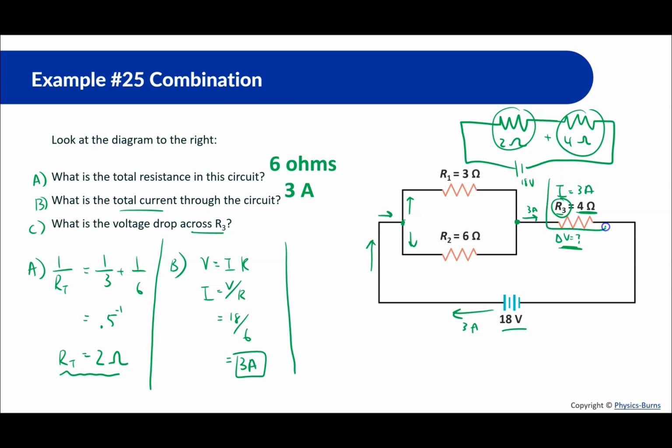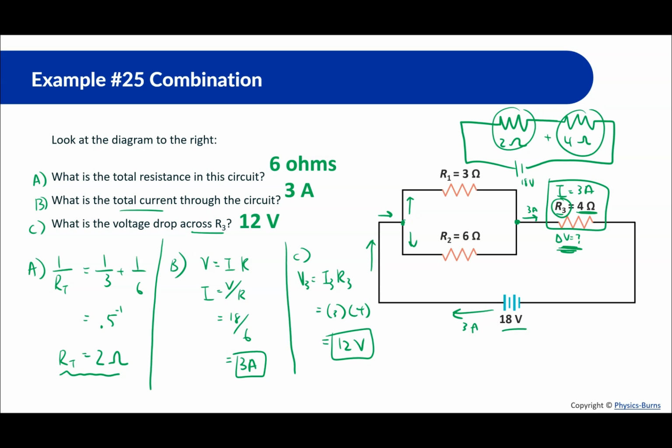So now that we know this piece of information, we can find the voltage. So I'm just going to write V3 is going to be equal to current 3 times resistance 3. And we can just plug things in. 3 amps times resistance 4. And this is going to be 12 volts. Right?